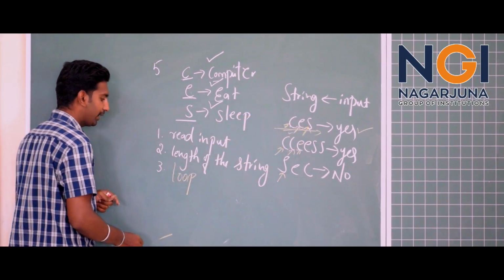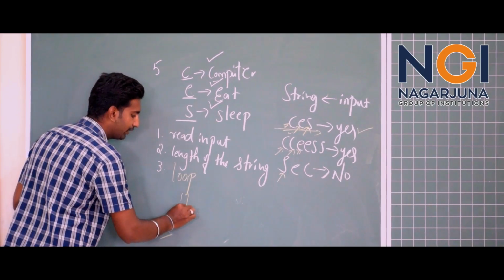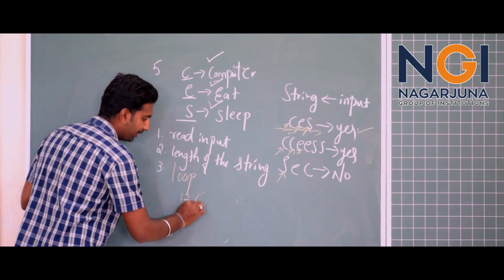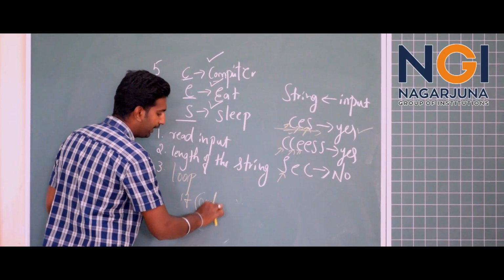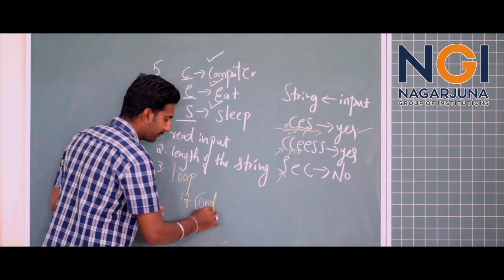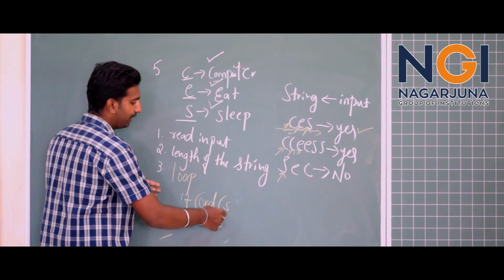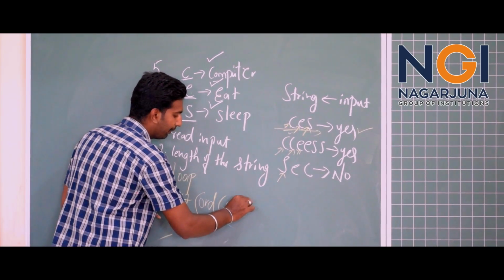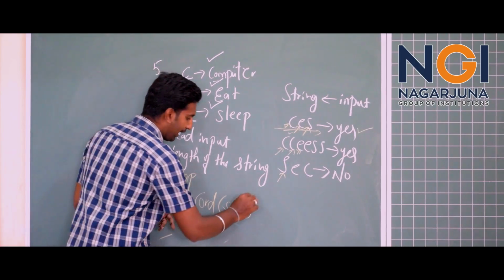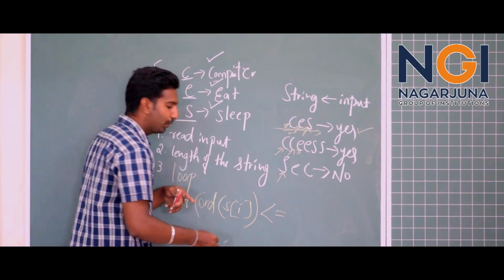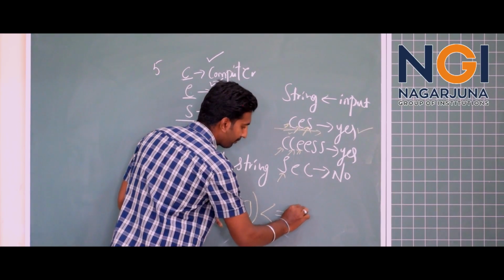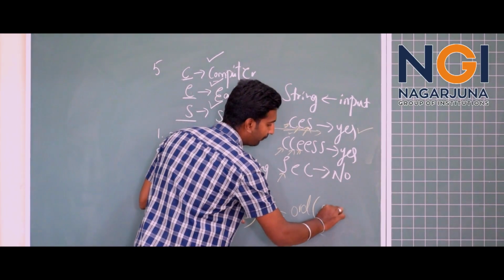How can this comparison be done? If you are using any loop, then inside the loop, use a condition. How do we get the ASCII value of any character? The ASCII value can be identified by using the function called the ord function. ord of string, I am considering it as S here, and the iterable variable I am taking as I. So the ASCII value of S of I should always be less than or equal to the ASCII value of S of I plus 1.